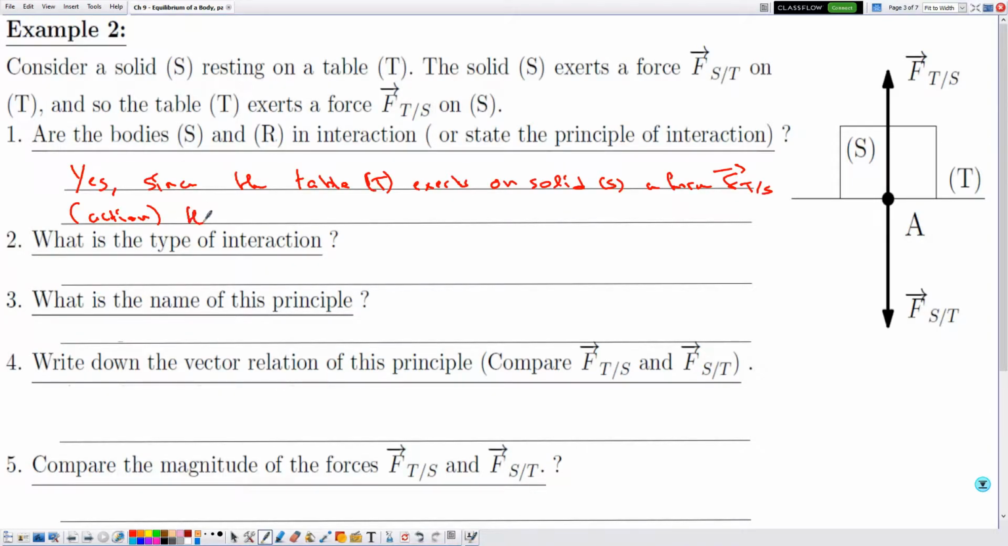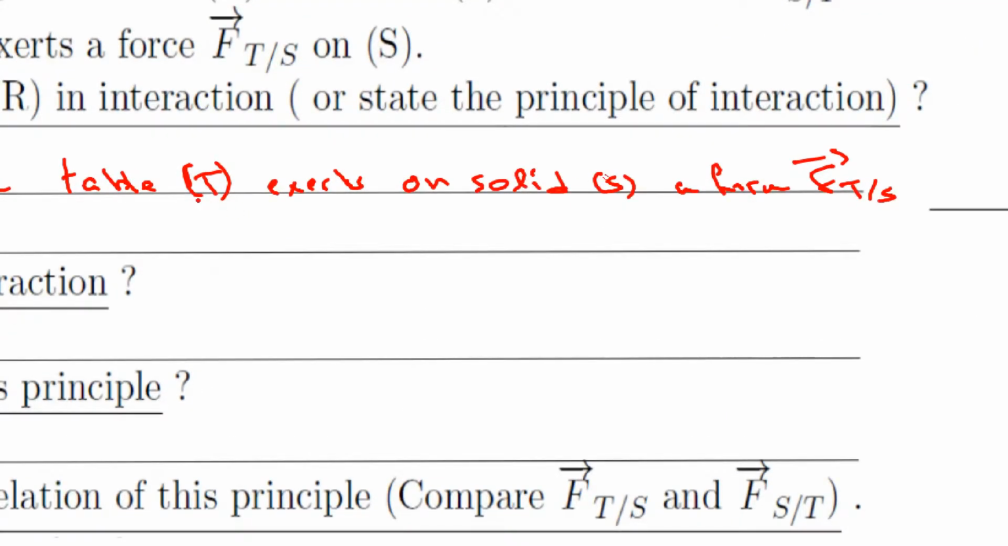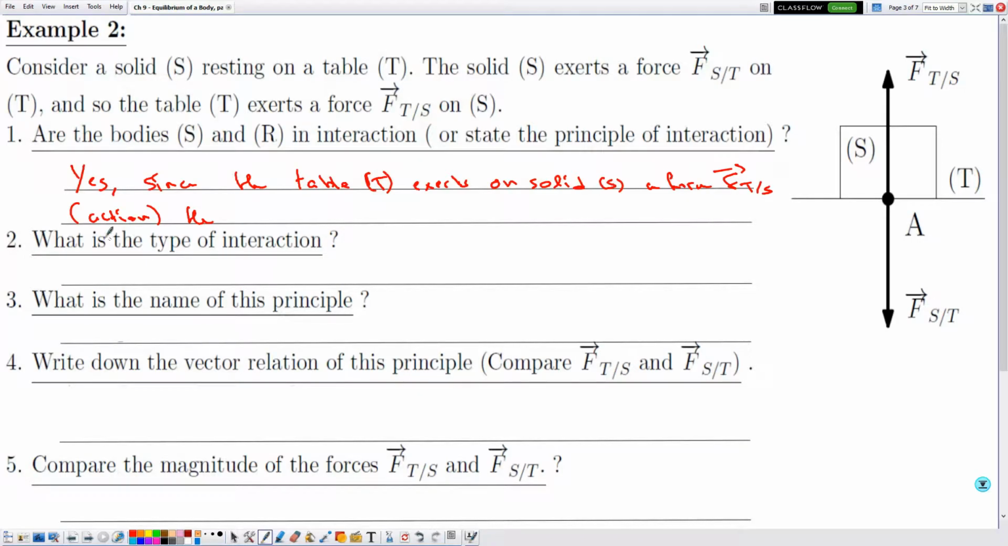then the solid S, now we rewrite the statement, but instead of T it will be S, instead of S it will be T, instead of Ft on S it will be Fs on T. If this is the action, this will be the reaction. Table T, a force given by Fs on T, which is said to be the reaction.